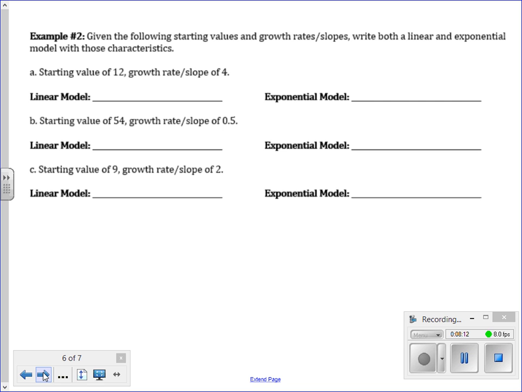We're given a starting value of 12 and a growth rate or slope, either way to talk about it, of 4. Well, a linear model is always in y equals mx plus b form. So I have y equals. Now, if I have a slope of 4, that's the first number, right? mx, 4x, plus 12. That'd be my starting value of 12.